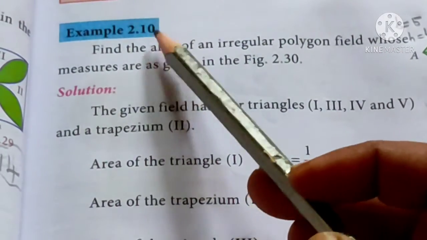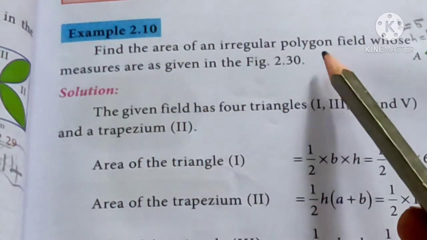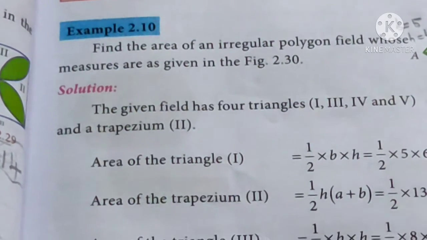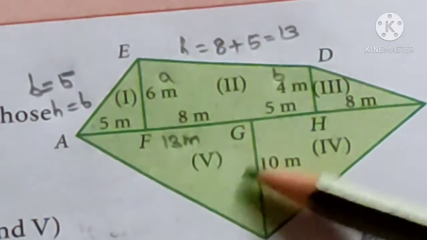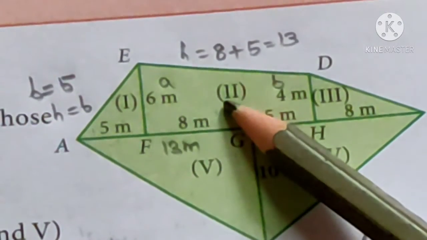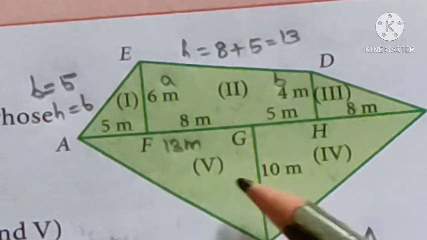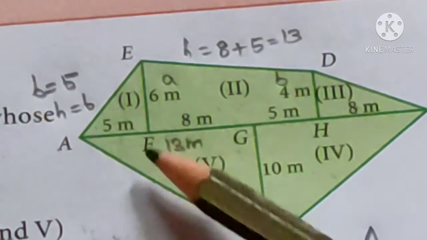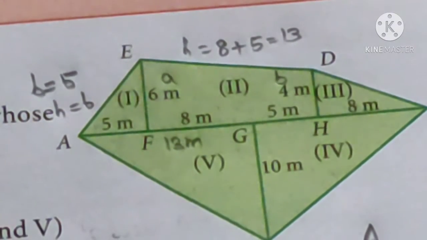Example 2.10. This method, question 5 marks. Find the area of an irregular polygon field whose measures are as given in this figure. See the figure. How many parts are given? We take the first triangle as 1. Second, this trapezium is 2. Again one more triangle, 3. This triangle is the 4th part. This triangle is the 5th part. So we add all the areas of these 5 parts of the figure.